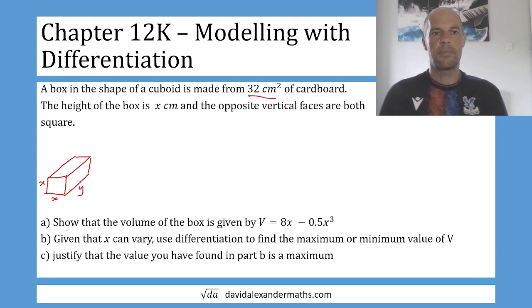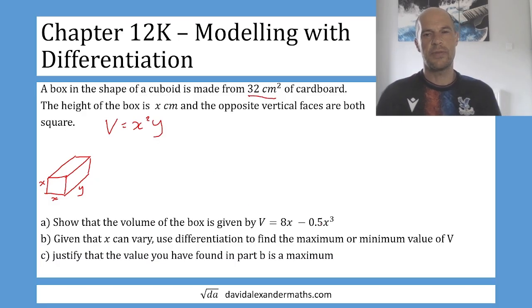Okay, now part A says show that the volume... Let's think about volume. What is the volume of this box? The volume is x times y, so that is x squared y. And we want to show that the volume is 8x minus 0.5x cubed. So how do I turn this y into some stuff that will turn it into an 8x minus 0.5x cubed?